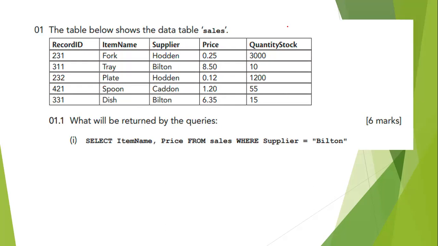So, which is item name or record ID? Record ID and item name. So these two columns will display. Okay.